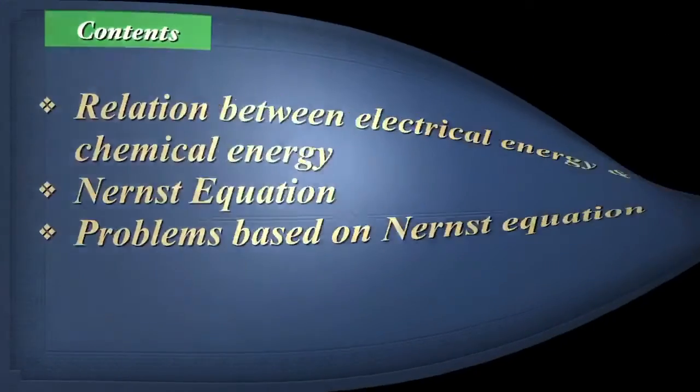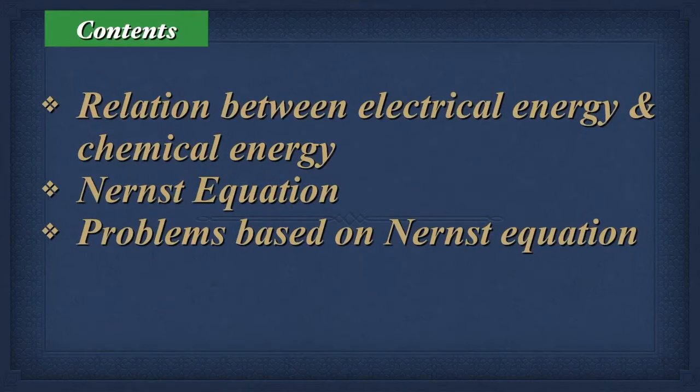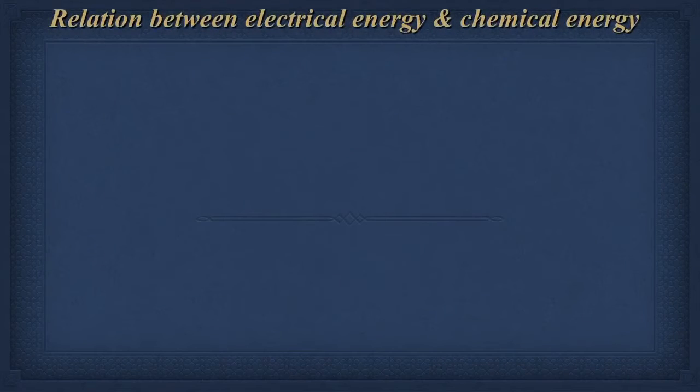In this lecture we are going to cover the following topics. Firstly, we start with the relation between electrical energy and chemical energy. In the previous lecture I already introduced the equation delta G is equal to minus nFE. So in this lecture we are going to discuss how this equation comes into the picture. After that we are going to talk about the Nernst equation, what is the importance of the Nernst equation in electrochemistry, and at the end of today's lecture we are going to discuss problems based on the Nernst equation. Okay, so let's start with the relation between electrical energy and chemical energy.